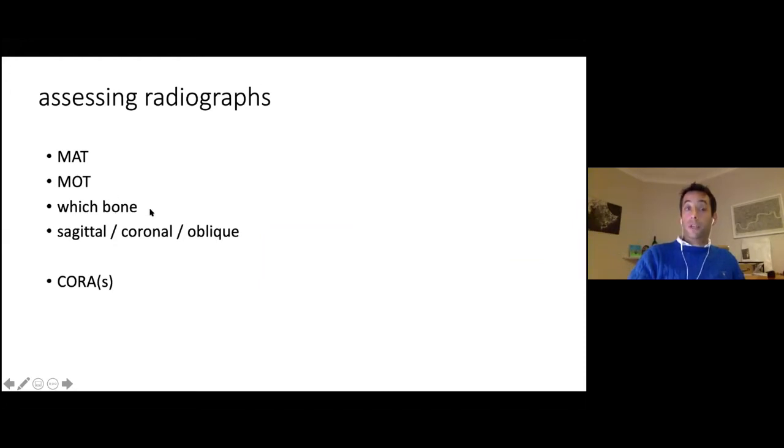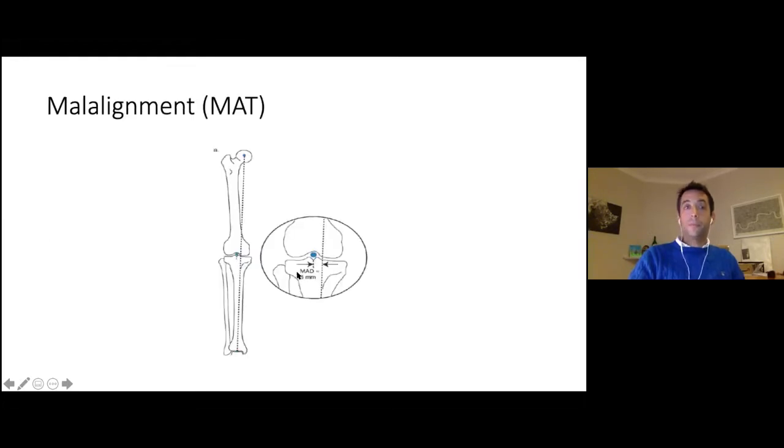Then we can look at each bone individually, and then we can look at all the different planes for that bone. And then finally, we can come to defining where the deformity lives, which I'll talk about in a second. So the malalignment test is a test essentially of the weight-bearing axis of the limb. And in the lower limb, we're talking about the axis from the center of the ankle to the center of the hip.